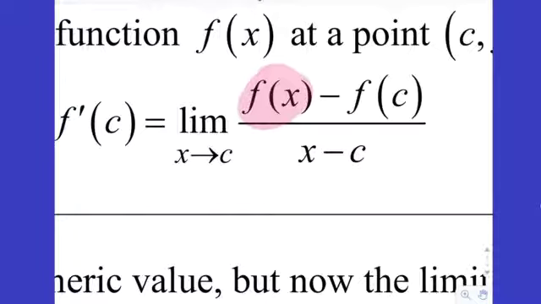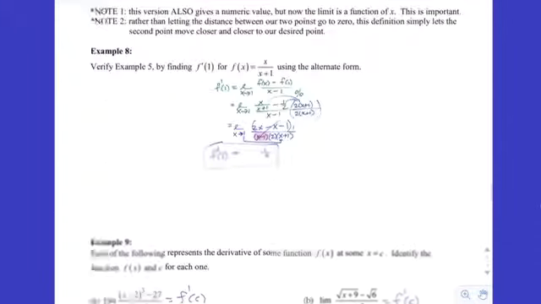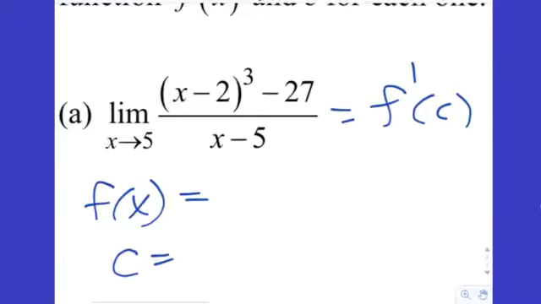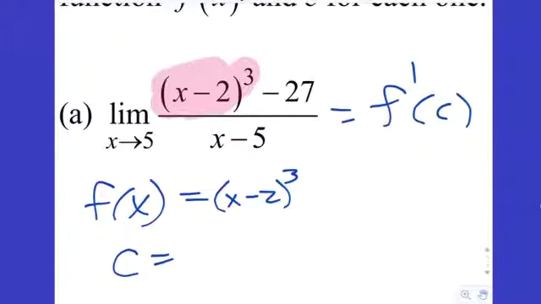And the c value that you're approaching, take your pick where you want to get it from. The easiest place is probably right there. It's always the x value you're approaching in alternate form. So, with that in mind, it makes quick work of this. The first term is (x - 2) cubed. That happens to also be the function whose derivative this is at x = 5. So this does equal f prime of 5.